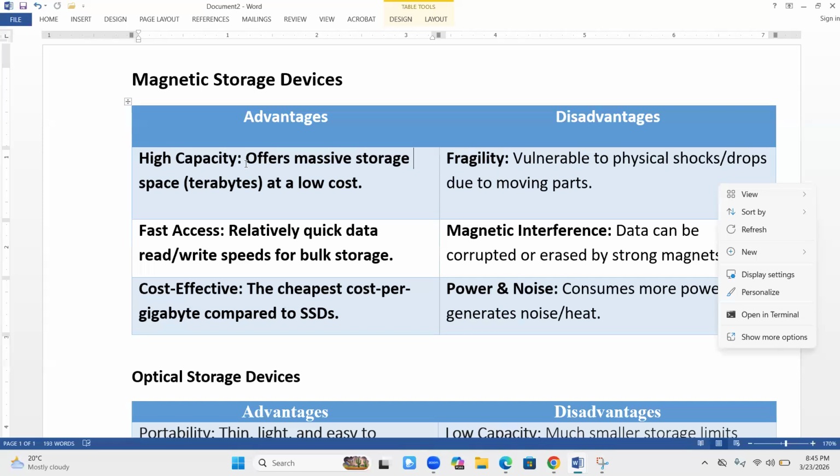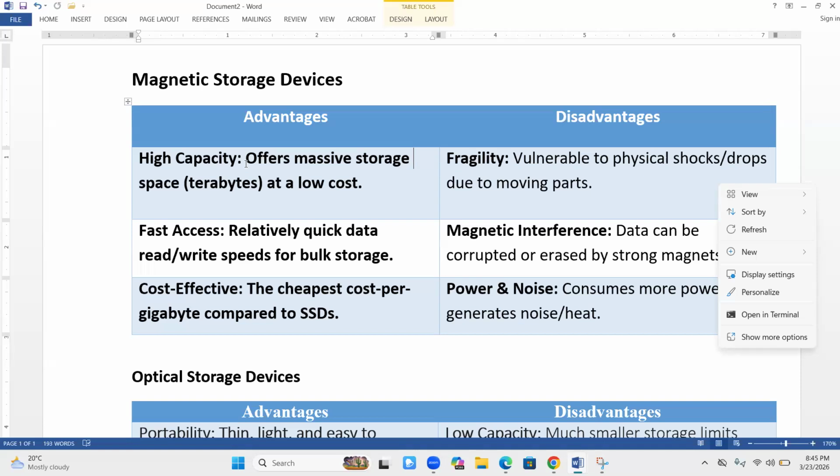Then very cost effective. When we compare with optical and solid state devices, magnetic storage devices are much cheaper, especially when we compare with SSD, that means solid state devices.